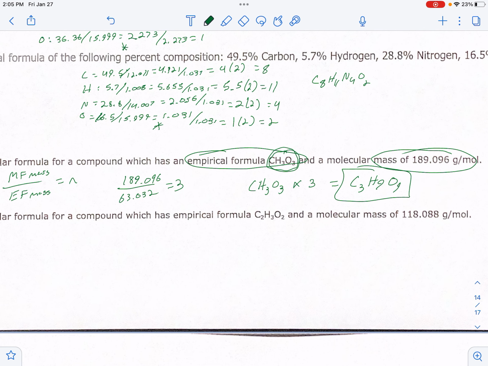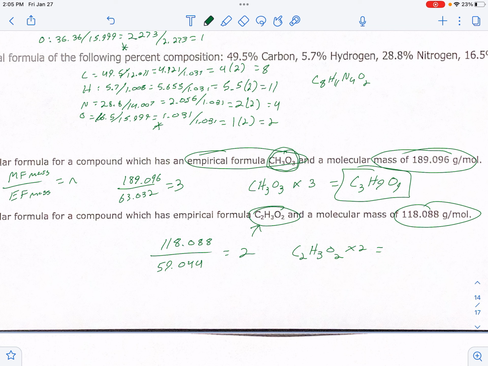Okay, so I have my empirical formula and I have my molecular mass. So I'm going to take my molecular mass, 118.088, and divide it by the mass of 2 carbons, 3 hydrogens, and 2 oxygens, which comes out to be 59.044. Take that, divide those, and you get 2. So I'm going to take C2H3O2 and multiply it by 2. And I get C4H6O4. There you go. And that's it. That's the answer.